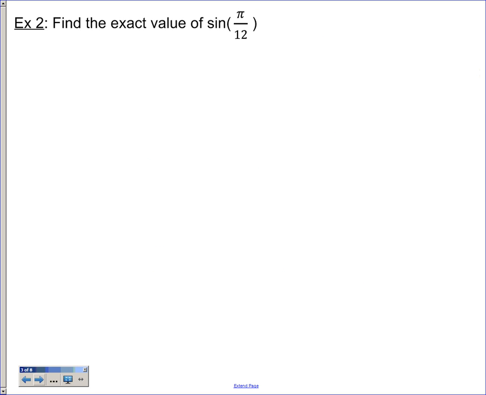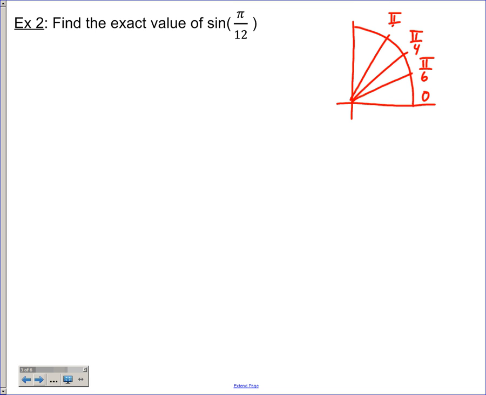So our next example is finding the exact value of sine of pi over 12. And again, pi over 12 is not on our unit circle. So what I'm going to recommend doing is let's look at that first quadrant of angles. And we've got 0, pi over 6, pi over 4, pi over 3, and pi over 2. So I'm going to recommend, let's write these with denominators of 12. So pi over 6 becomes 2 pi over 12. Pi over 4 becomes 3 pi over 12. And pi over 3 becomes 4 pi over 12.